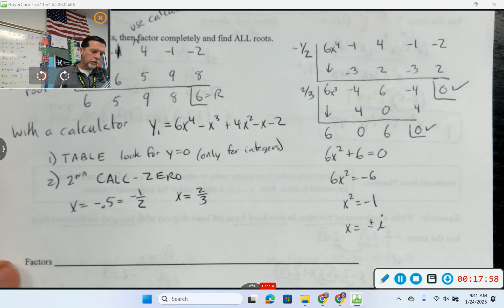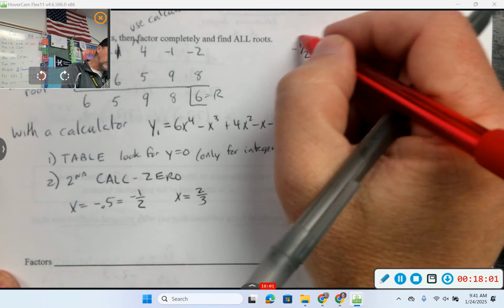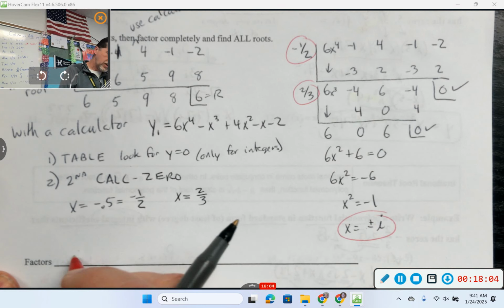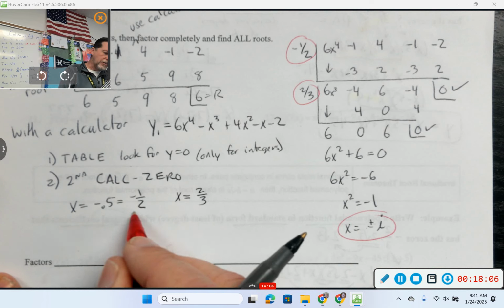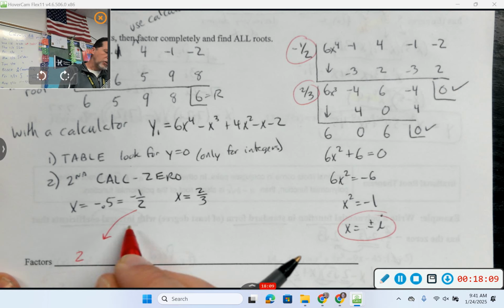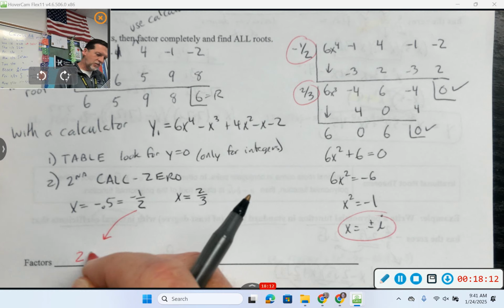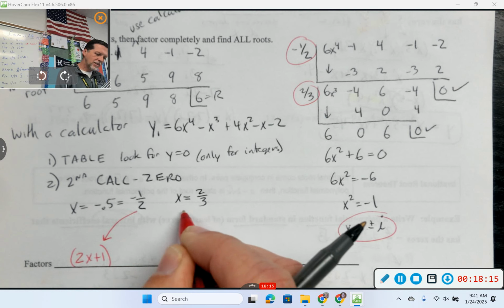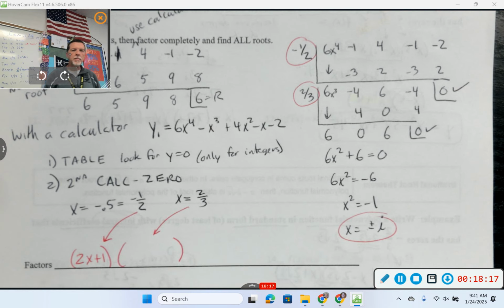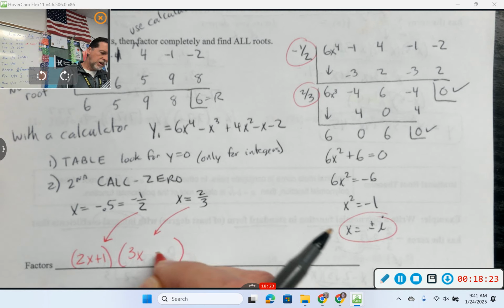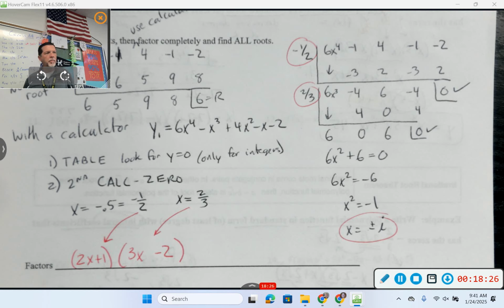So actually we're kind of out of order here, but we can turn our zeros into factors. So if negative 1/2 is a factor, or excuse me, if negative 1/2 is a 0, then 2x plus 1 is the factor. And if 2/3 is a 0, then 3x minus 2 is a factor. And you can multiply it out if you need. Maybe you can just figure it out. What factor would lead to x equals plus or minus i?